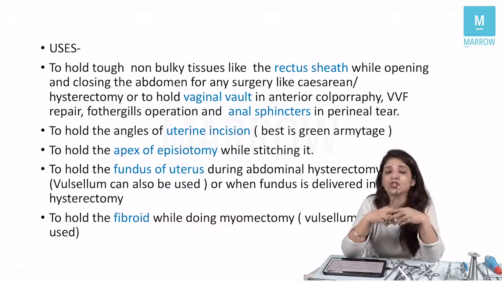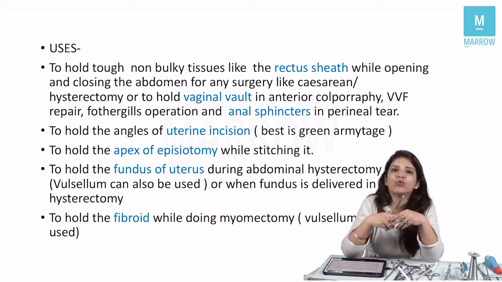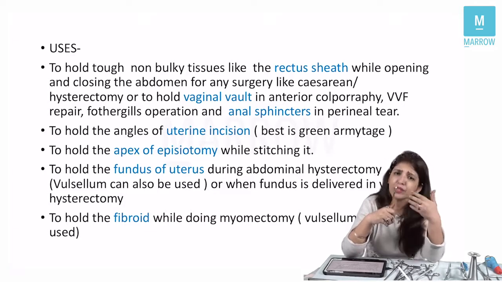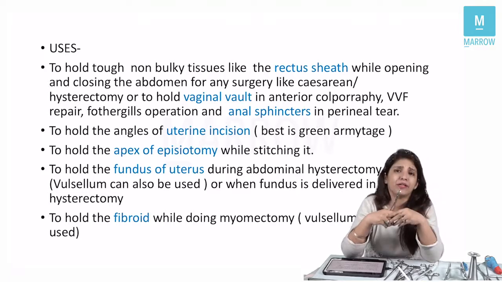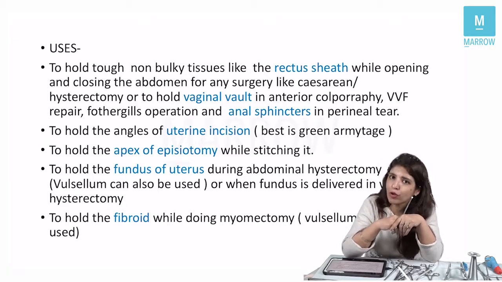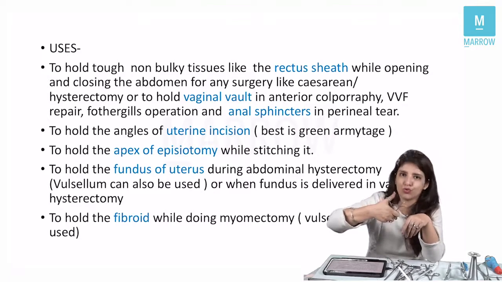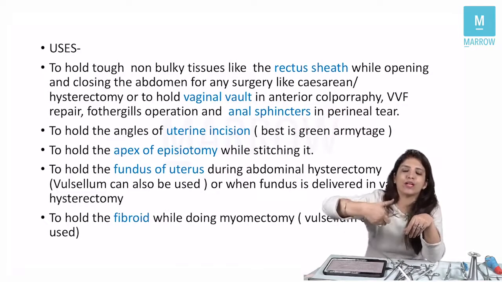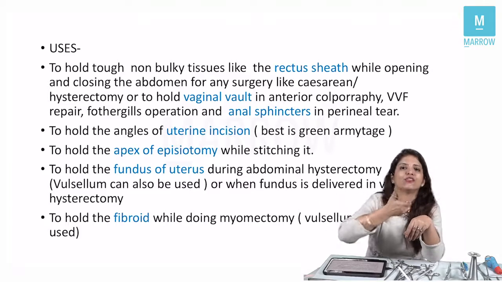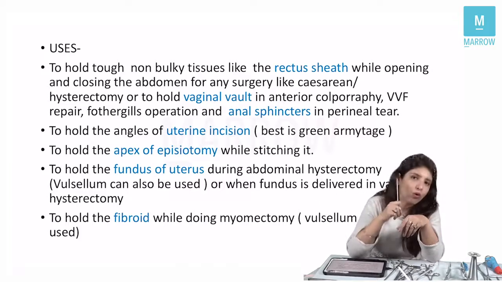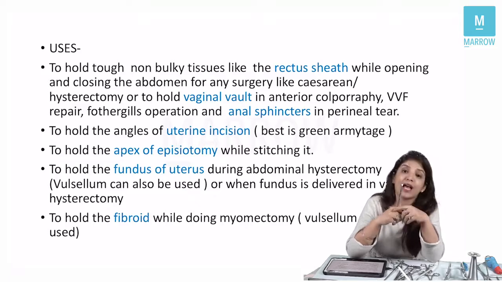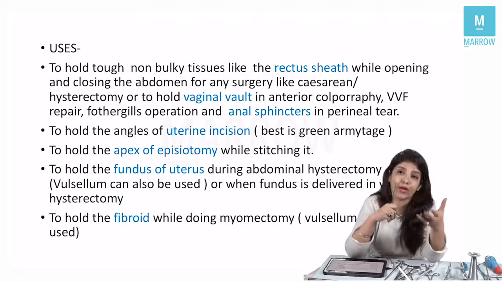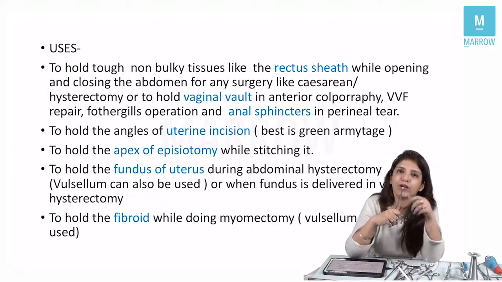Or a tough structure could be the anal sphincter. So when you are repairing a 3rd degree or a 4th degree perineal tear and you want to hold the anal sphincter, then you can use the Alice. Apart from this, you can also use Alice to hold the fundus of the uterus while you are doing hysterectomy, so that you can manipulate the fundus of the uterus. You can also use the Alice forceps to hold a fibroid while you are doing myomectomy.